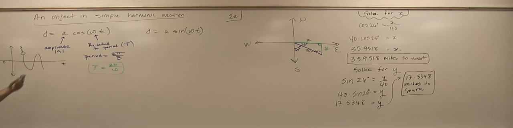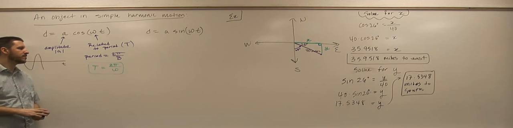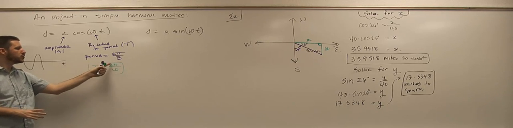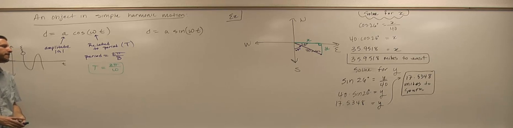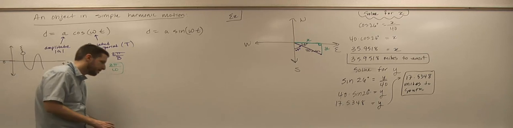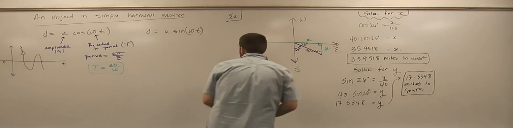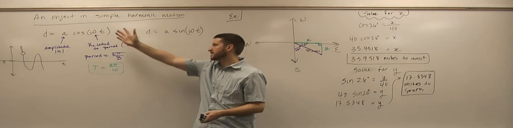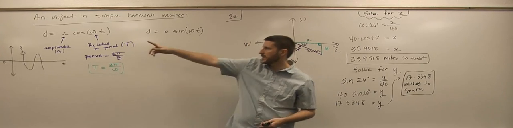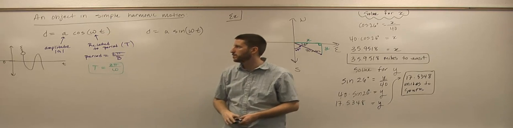So omega is related to the period. It tells you how much you've been stretched or shrunk. And the formula is you take 2 pi and divide it by omega. And time is your input. T, this little t, is like your angle, your input.